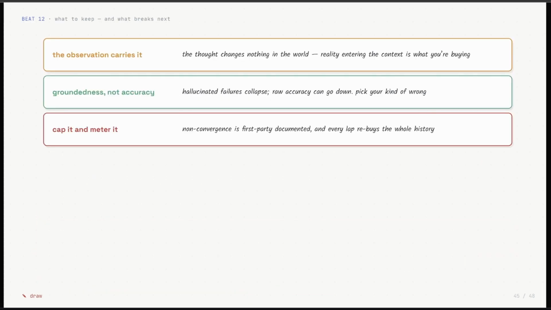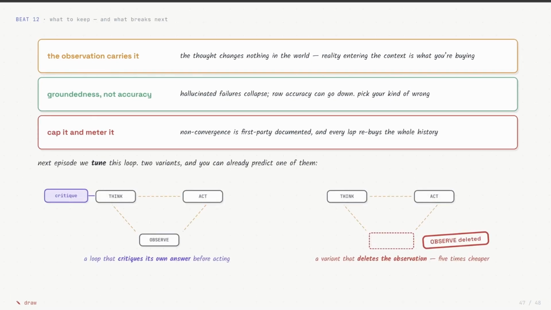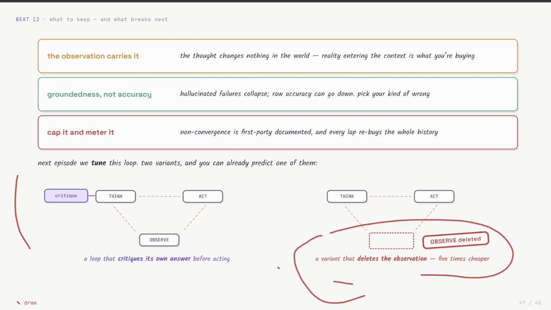So to recap, these are the elements that we have seen today. I don't need to reread them for you. After that, for the next episode, we will see 2 variants, one where you introduce critique at the think step and one without the observe part in our ReAct loop.